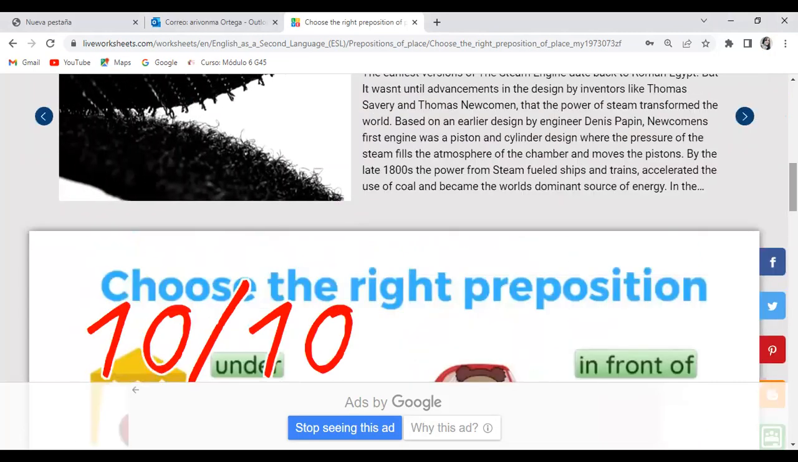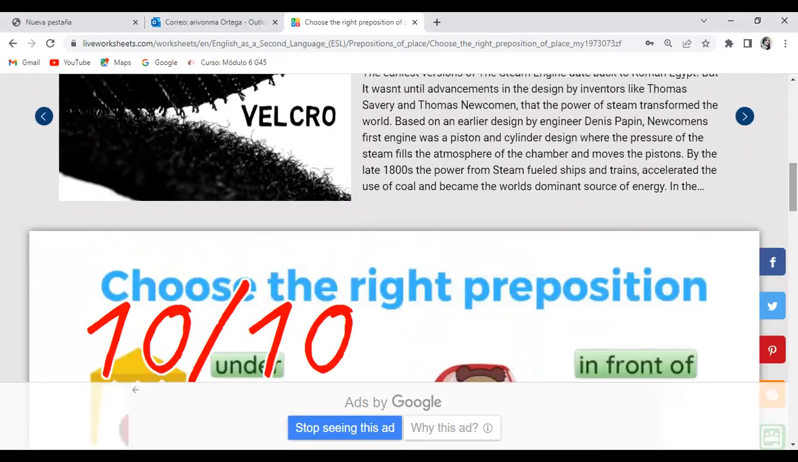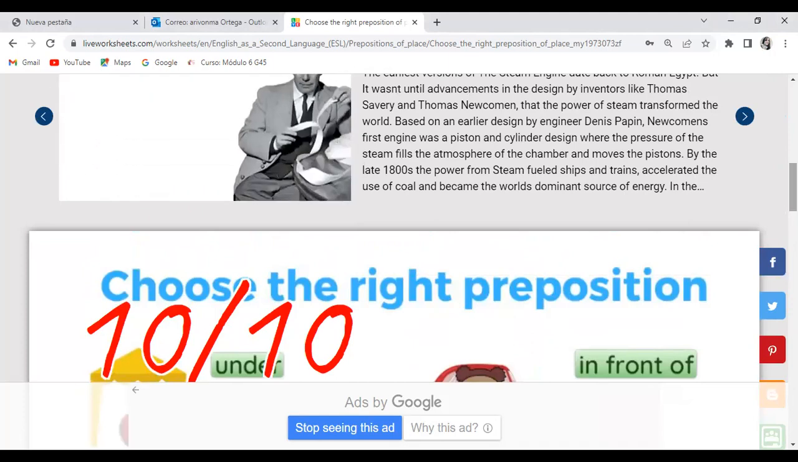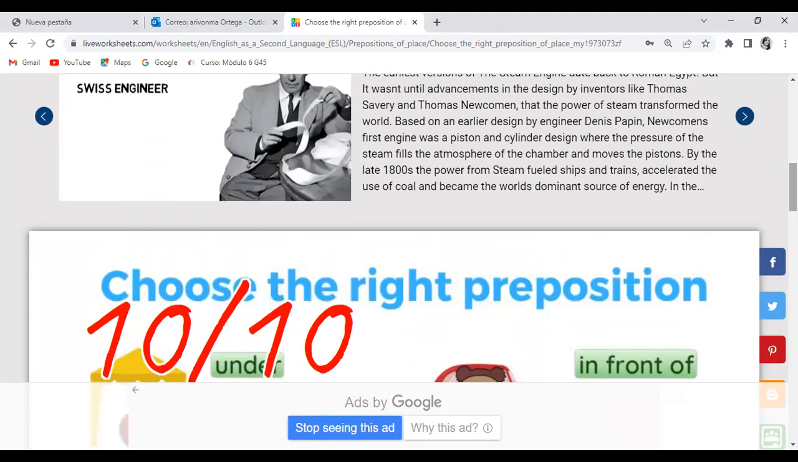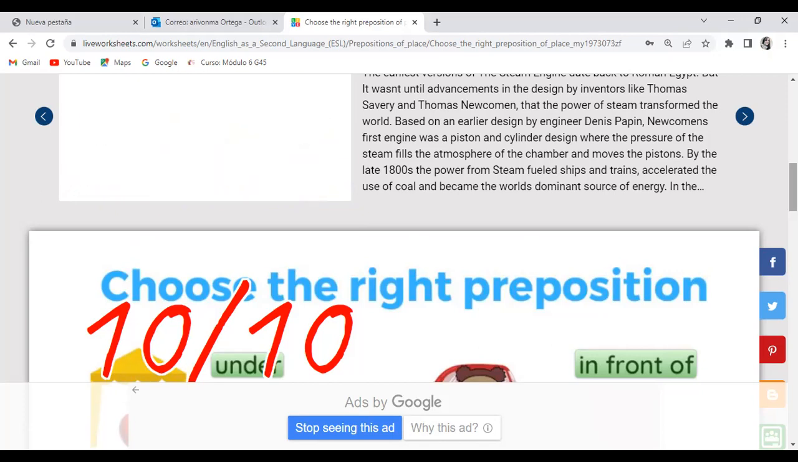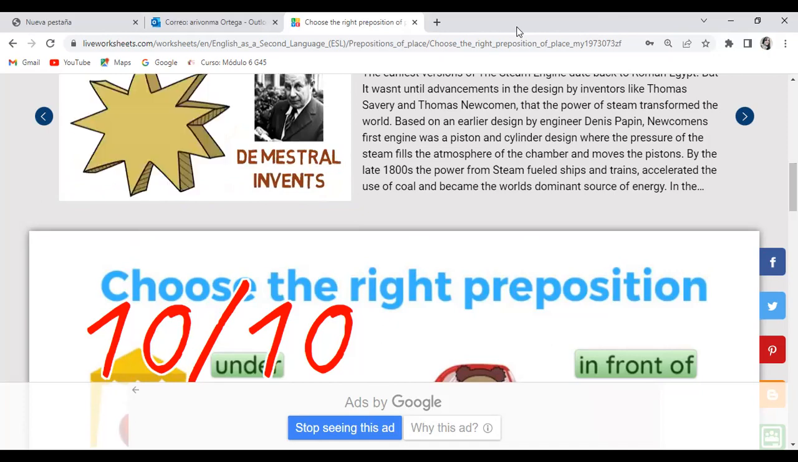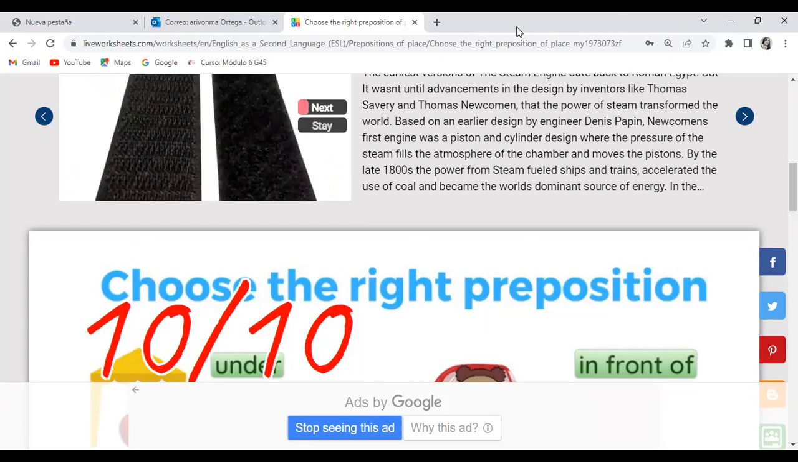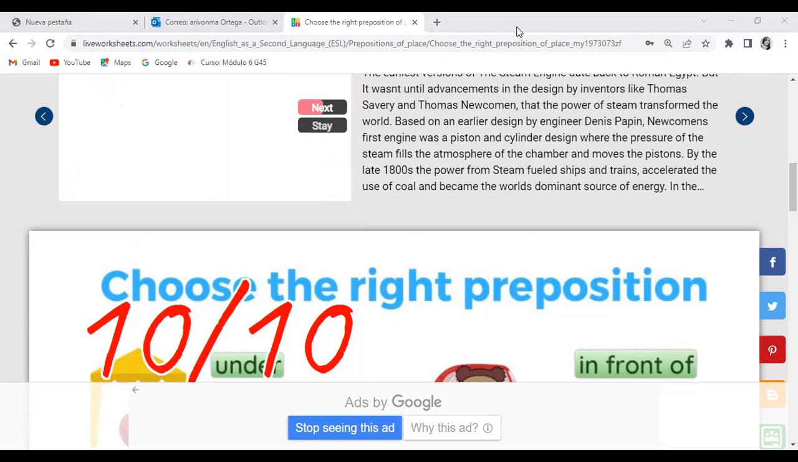Right, guys. So what was the purpose of this exercise? The purpose of this exercise was to revise the prepositions of place, okay? In a very simple way, because this is a very simple way to ask things in our everyday life. We usually use prepositions of place. Well, let's continue, guys, with the presentation.